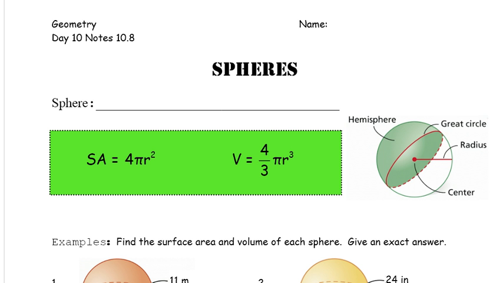But a sphere is a three-dimensional set of points equidistant from the center. Okay? So every point you pick on the edge of the circle or the surface of the circle is the same distance away from the center. We call that the radius. Okay? The great circle goes around the hemisphere, cuts it in half, and that's what we're going to be looking at.